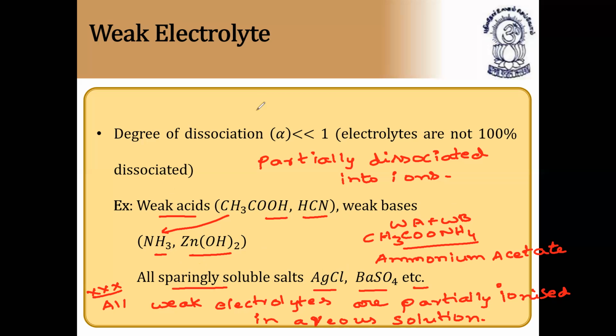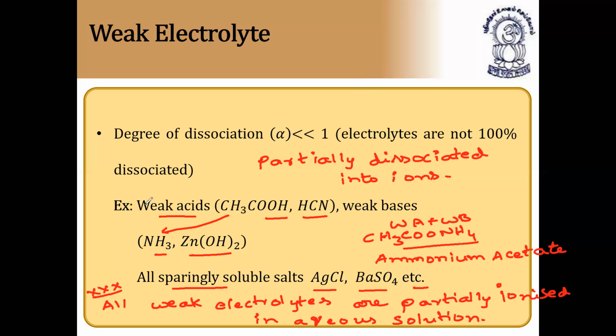In this chapter, we are going to deal mainly with weak electrolytes only. That's why you should have thorough knowledge of what weak electrolytes are. The electrolytes which do not dissociate into ions completely, or which dissociate into ions partially in aqueous solutions, are called weak electrolytes. Again, I'm repeating the definition, please note it down. The degree of dissociation for weak electrolytes is always less than 1. It should be between 0 and 1, not even 1. It is 0 to less than 1.